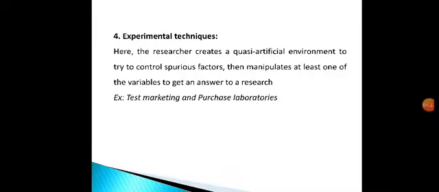And the next is experimental techniques. Here, the researcher creates a quasi-artificial environment to try to control spurious factors, then manipulates at least one of the variables to get an answer to a research question. For example, test marketing and purchase laboratories. In this case, more than one research design could be used at a time.